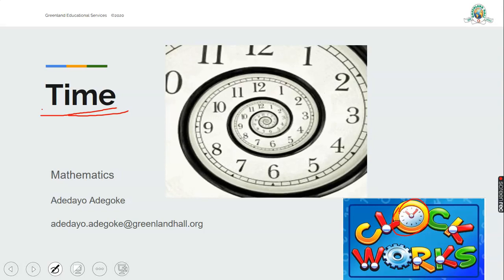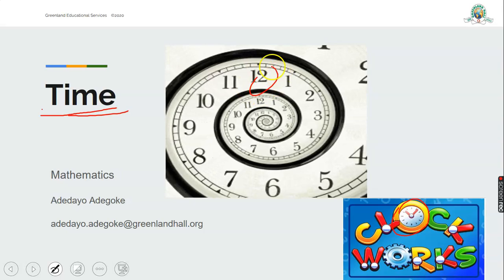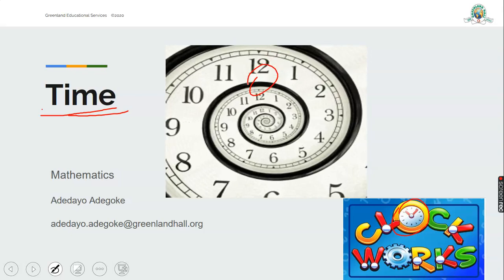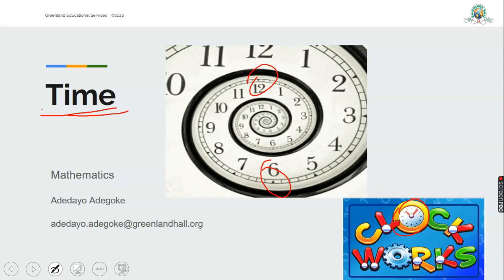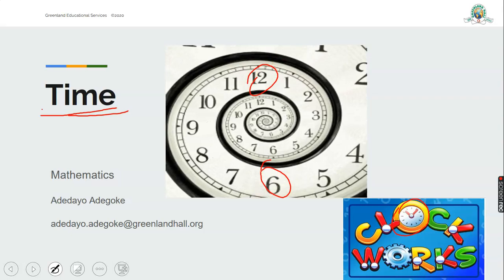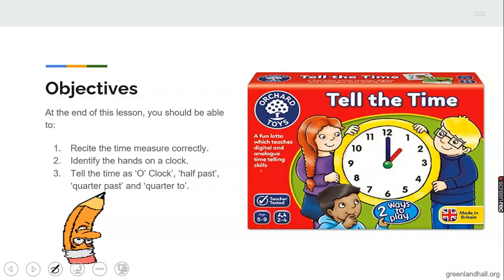So as you can see on the screen, we have number 12, we have number 6, we have 1 to 12 as numbers on the face of the clock. So that's what we want to look at today, telling the time. You are welcome once again.